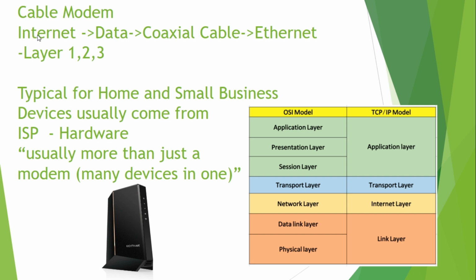Internet. So you have AT&T sending data. That data goes through the coax cable. That coax cable can now, within its modem, okay, it now has Ethernet ports that you can utilize to connect to the internet. Okay, modem: layers 1, 2, 3, physical layer, data link layer, and network layer.